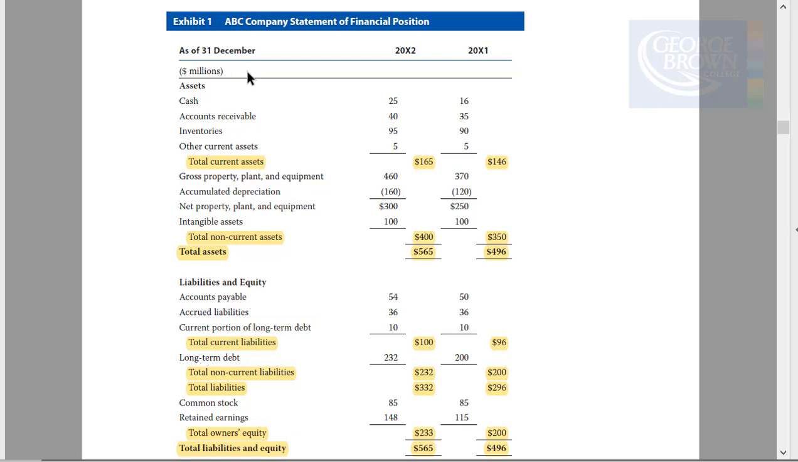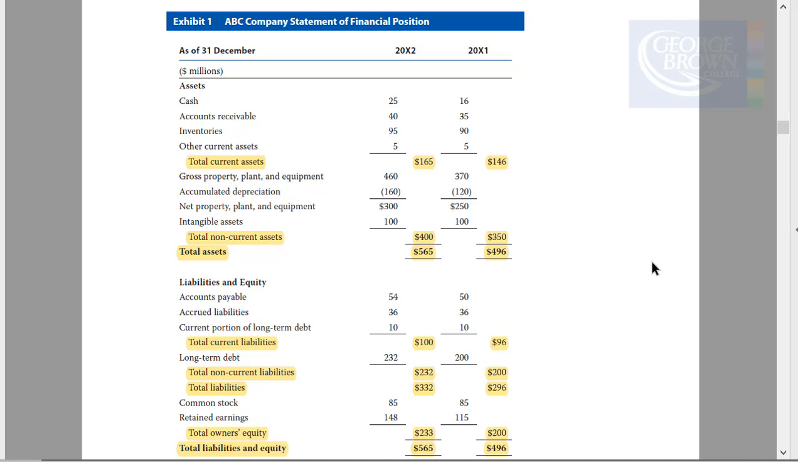Another thing to note is that the statement is in millions. So if we look here at cash in 20X2, that is 25 million, okay? Recalling the accounting equation, remember assets equals liabilities plus equity. Here we can see total assets equals 496, total liabilities is 296, and total owner's equity is 200. So 200 plus 296, liabilities plus owner's equity, equals 496. Total assets equals liabilities plus equity. So for 20X1, we can see total assets 496, total liabilities 296, owner's equity 200.